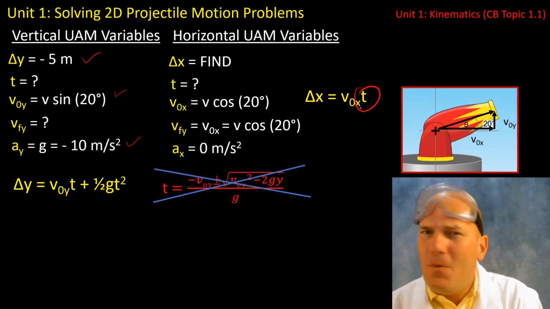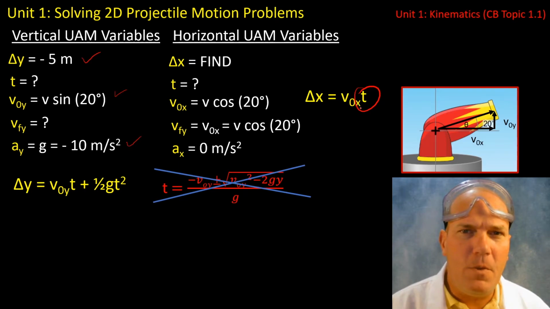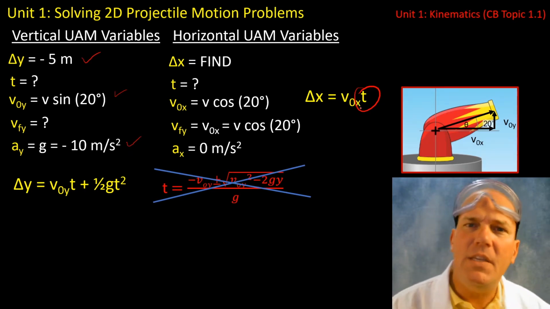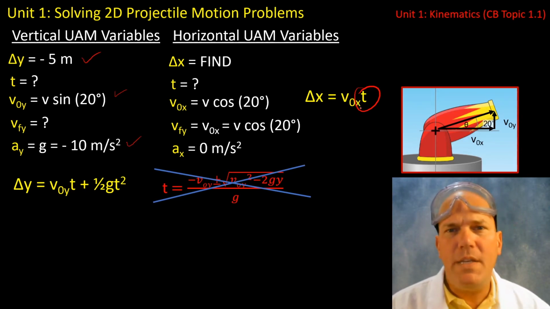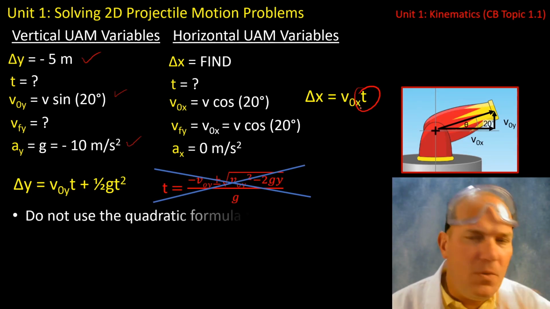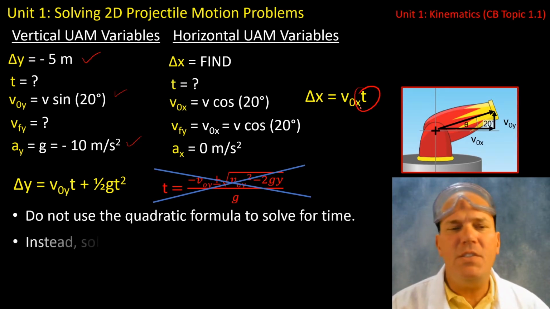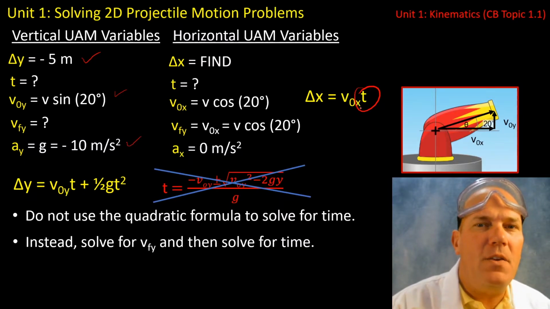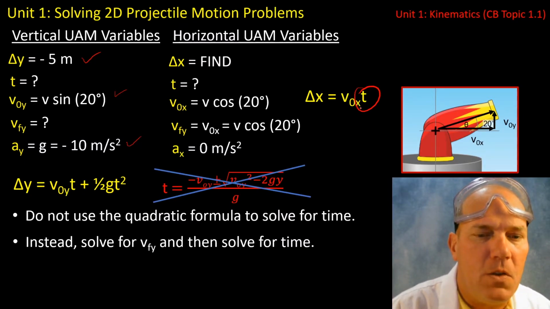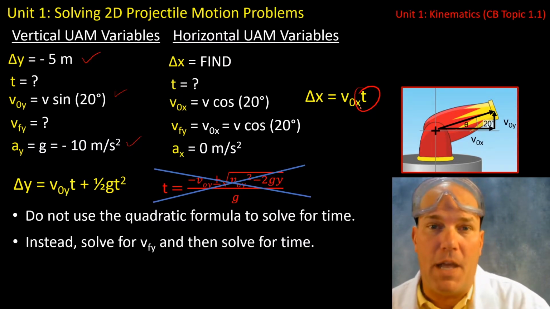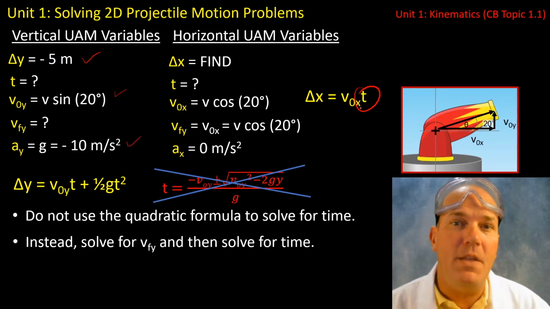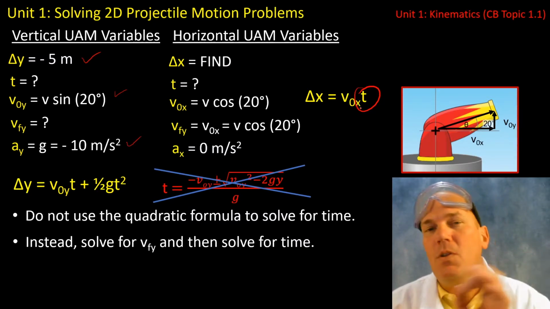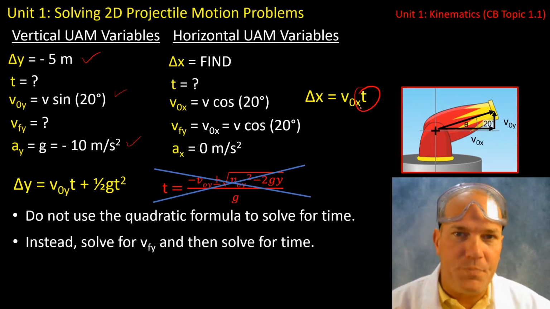You don't have time to use this quadratic formula when you're looking at minimal time for FRQs and MCQs. When you encounter this, don't use the quadratic formula. There's an easier way to solve this. Instead, let's solve for the final velocity in the vertical and then solve for time. That way we avoid the quadratic formula altogether. And this will always work out for you.